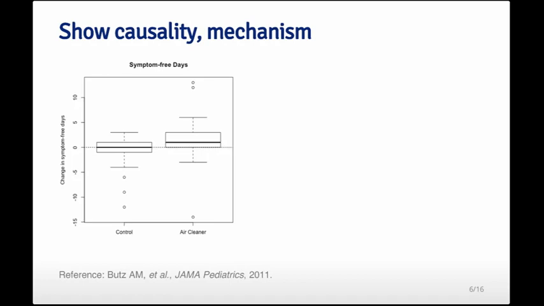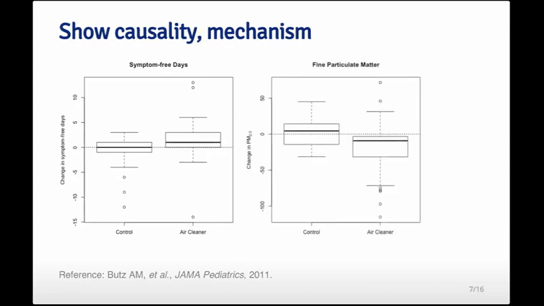And so we can show a plot that might corroborate that evidence. We can show another plot which has the symptom-free days on the left-hand side and then the particulate matter on the right-hand side. Now we can see the effect of the air cleaner on the particulate matter levels inside the child's home. You can see that for the control group, there was basically no change in the particulate matter levels, maybe even a slight increase in the levels.